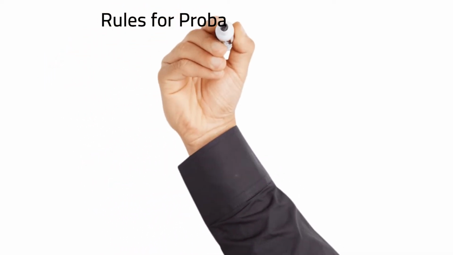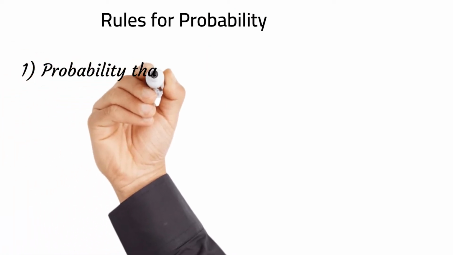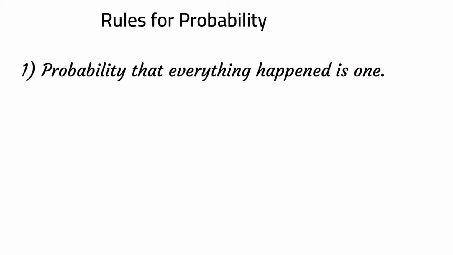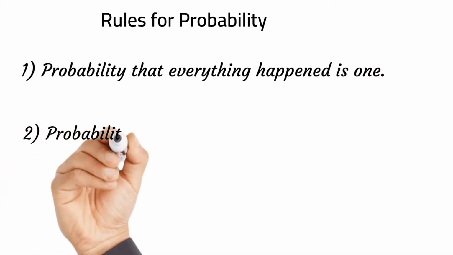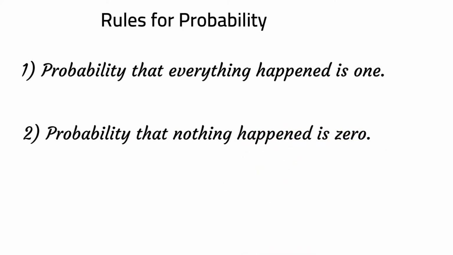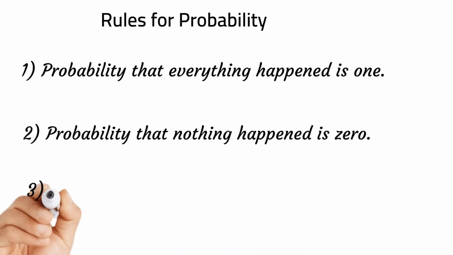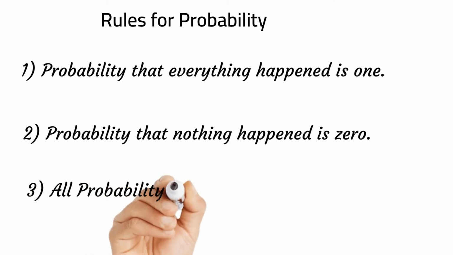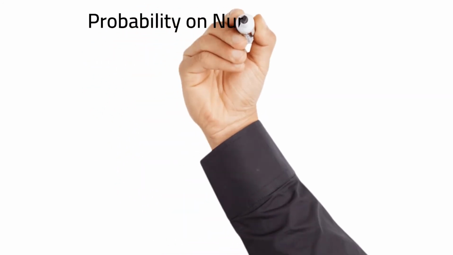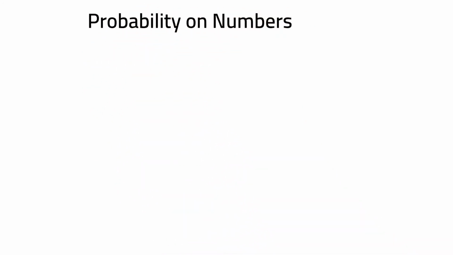Rules for probability. Number one, probability that everything happened is 1. That you hit all the target you have to hit is 1. And then probability that nothing happened, that you did not hit any of the target is 0. Okay? And then all probability is less than 1. When you solve, your answer must be less than 1. Next, probability on numbers.